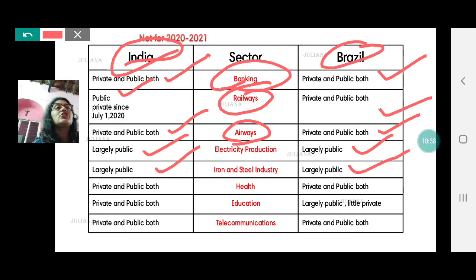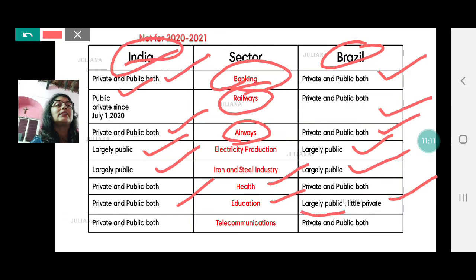Okay, then largely public even in Brazil. As I told you, they require huge investment and the benefits take many years. So the profit comes after many years. Health, we know there are many private hospitals, so it's definitely private and public, as well as in Brazil it's private and public. Education, you have private schools, most of you are studying in private schools and few of you are studying in municipality or public schools as well. So we have both again, and Brazil also has both.